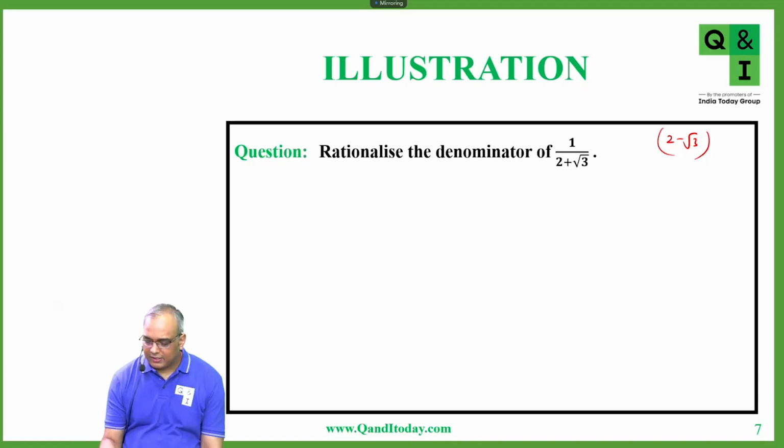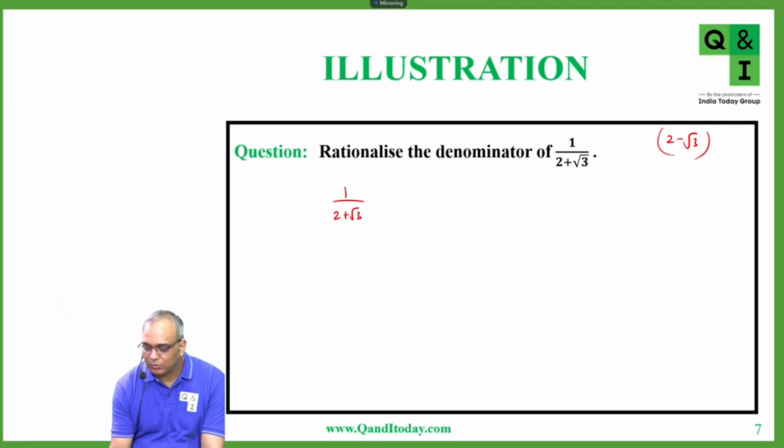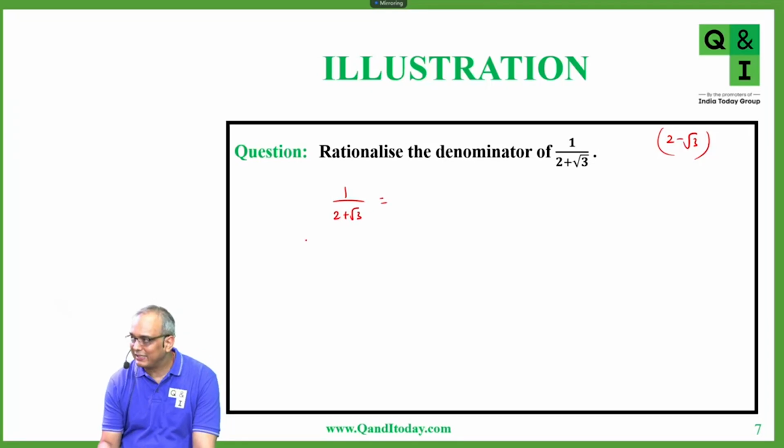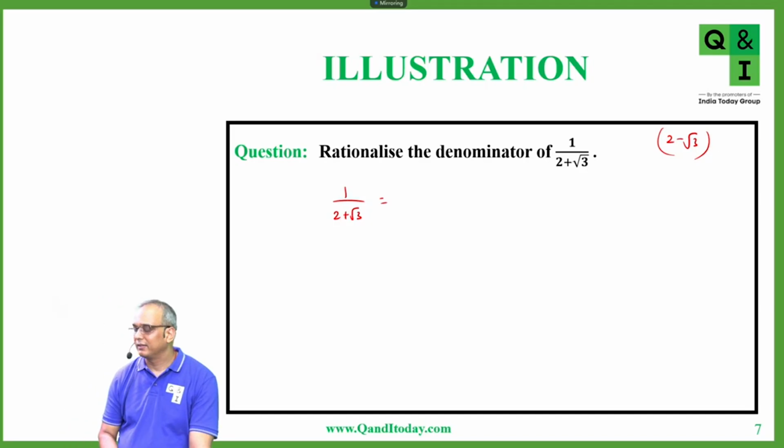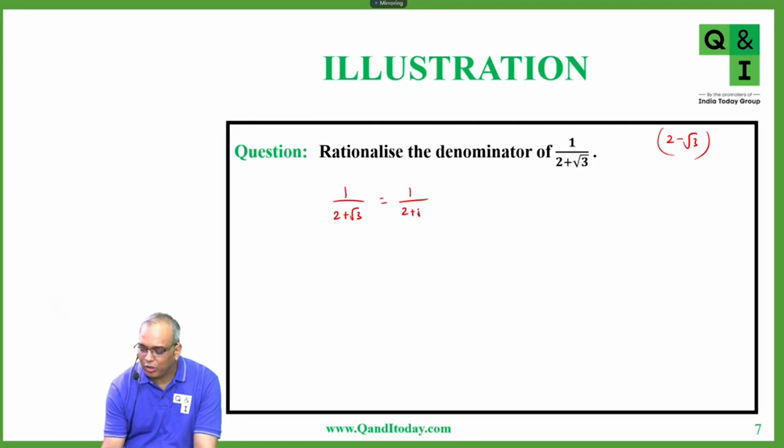So here, if you see, we have 1 by 2 plus root 3. If we have to rationalize the denominator, we will multiply both numerator and denominator by 2 minus root 3.